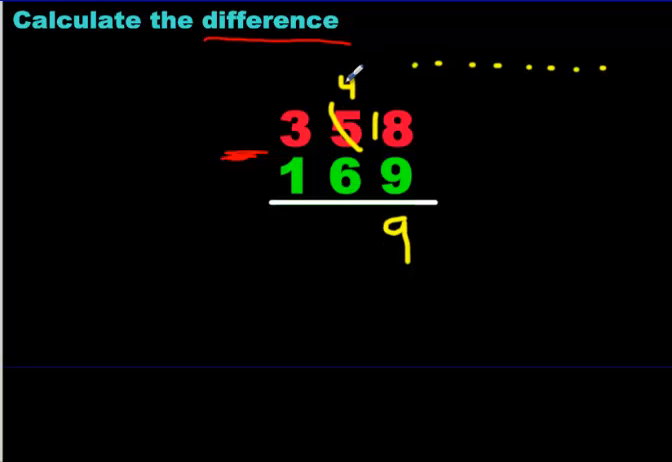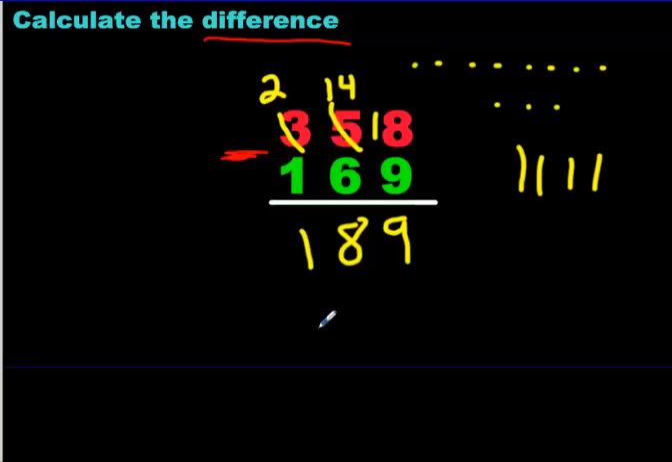4 take away 6. So we have 4 rods, take away 6 rods. Can't do that. You can't have 4 rods, or 1, 2, 3, 4. Now take away 6. You don't have enough. So the 4 says, yo, Mr. Flat, can you break up and give me some? And the flat says, sure, now I have 2 left. And I'll give you 1. And now we have 14 take away 6 is 8. And 2 take away 1 is 1. Answer, 189.